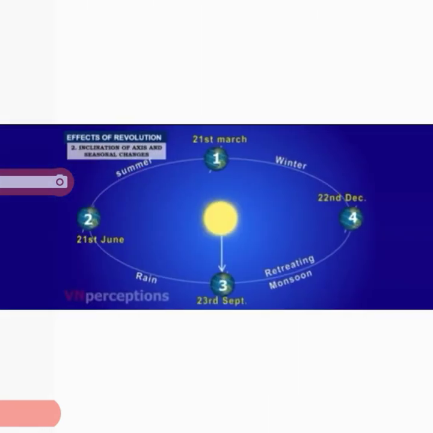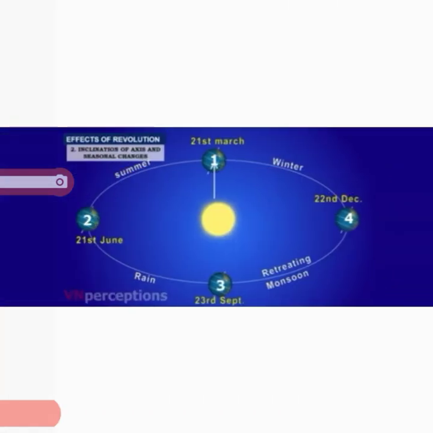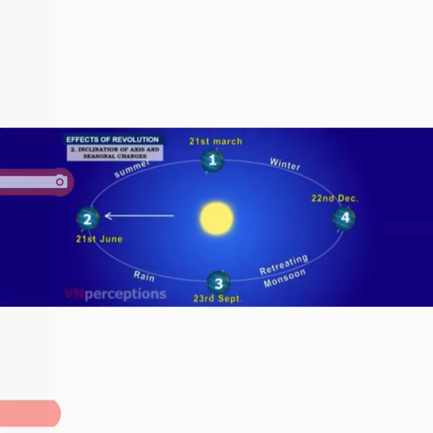So on 21st of March, vertical rays of the sun fall on the equator, and the entire earth has equal day and equal night. But as it is moving from the first position to the second position, slowly the northern hemisphere tilts towards the sun. So in the northern hemisphere the days become longer and the nights become shorter, and this gives rise to summer conditions, and we say in this phase it is summer in India.